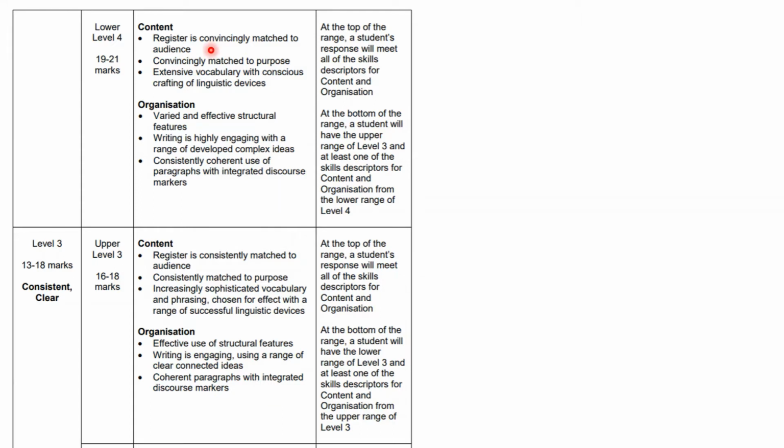And then when you look at the lower level 4, which is 1 up, the expectations are that you use the same skills but better. So, for example, register is consistently matched becomes register is convincingly matched. Same with purpose, and increasingly sophisticated becomes extensive vocabulary, and conscious crafting of linguistic devices. So again, it's the same skills, but just the expectation of how often and how successfully you use those skills is enhanced. That's where you can get the 24 marks for content and organisation.